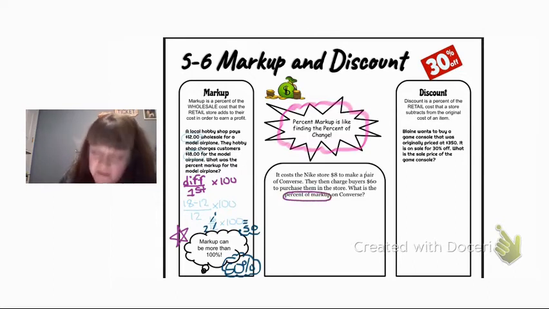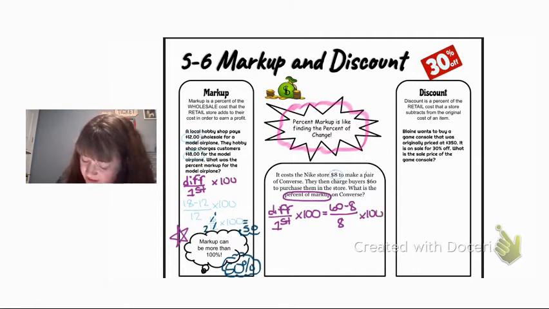Again, percent of markup is just percent change or percent increase. So we'll have the difference between the two divided by what it was first, and then times 100. In this case, that'll be 60 minus 8, divided by what it was first. First the store bought it. It cost them 8, so divided by 8, and then times 100. And 60 minus 8 is 52, divided by what it was first, times 100. So let's do 52 divided by 8.